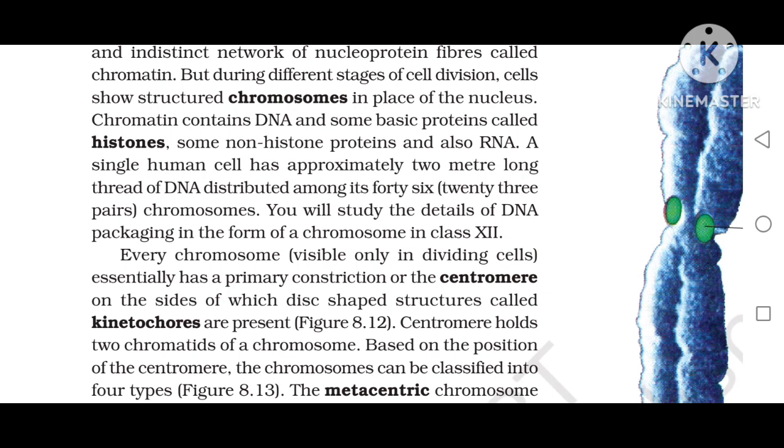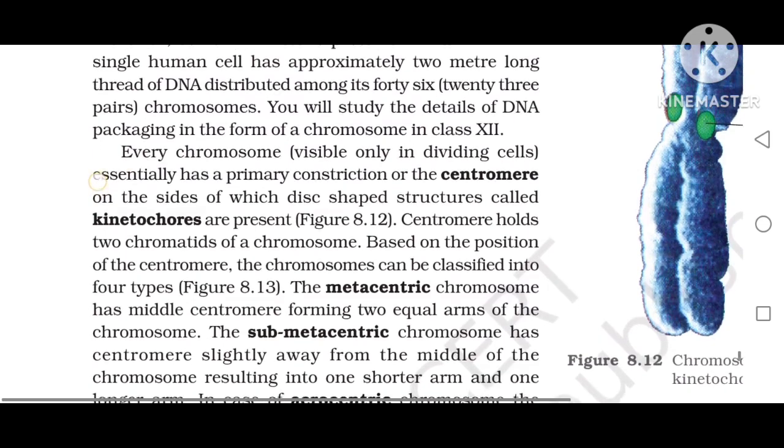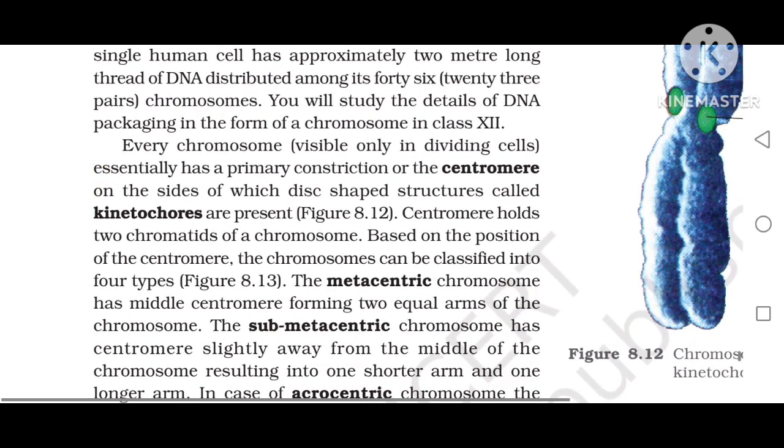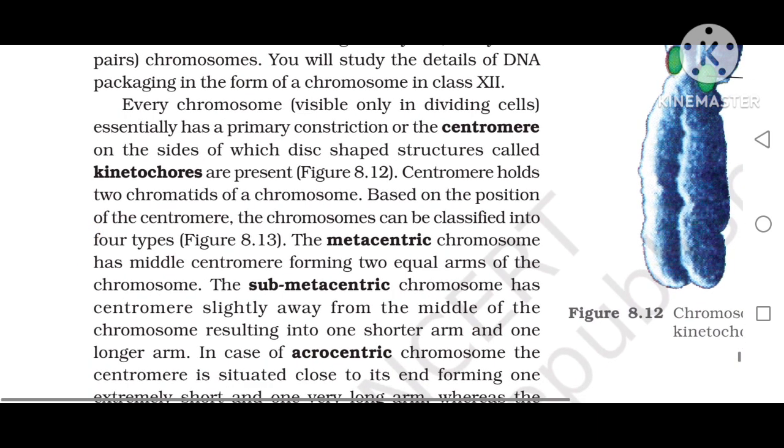Every chromosome, visible only in dividing cells, essentially has a primary constriction or centromere, on the sides of which disc-shaped structures called kinetochores are present. Figure 8.12. The centromere holds the chromatids of the chromosome. Based on the position of the centromere, the chromosomes can be classified into 4 types.